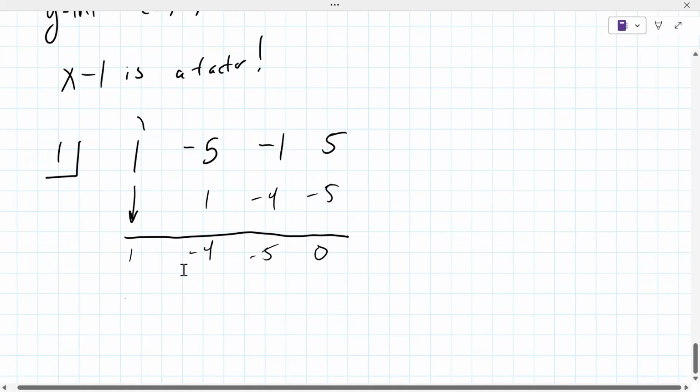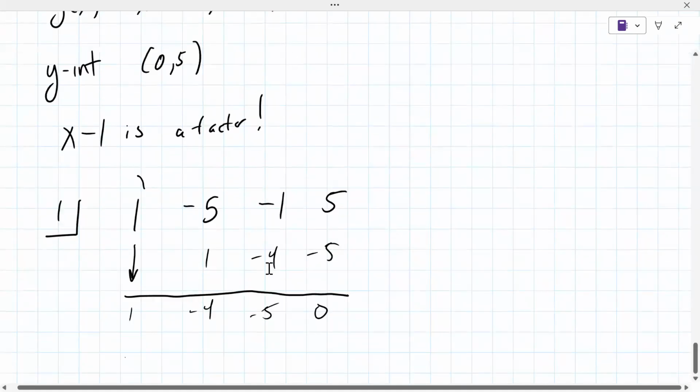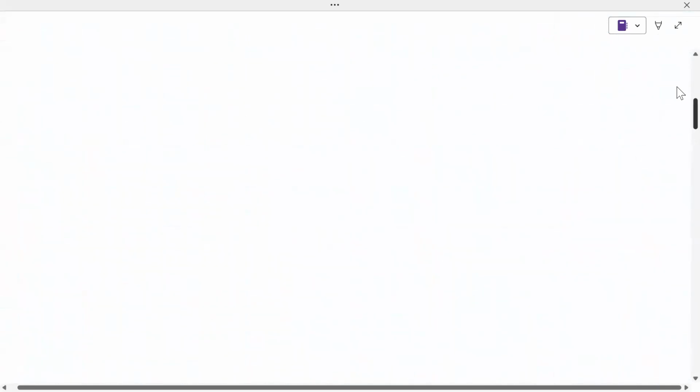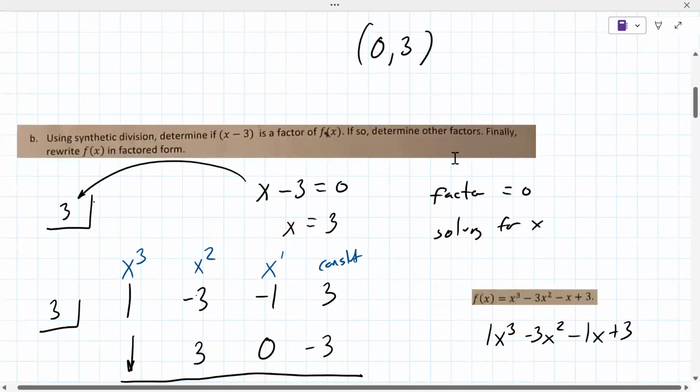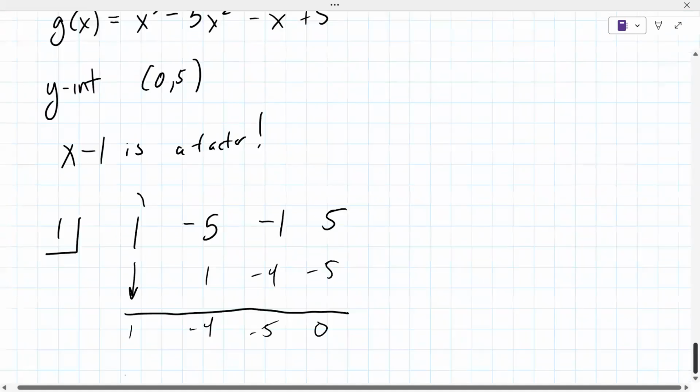Sorry, could you scroll up just the littlest bit so I can see that original problem? Oh, the one we were doing right then.